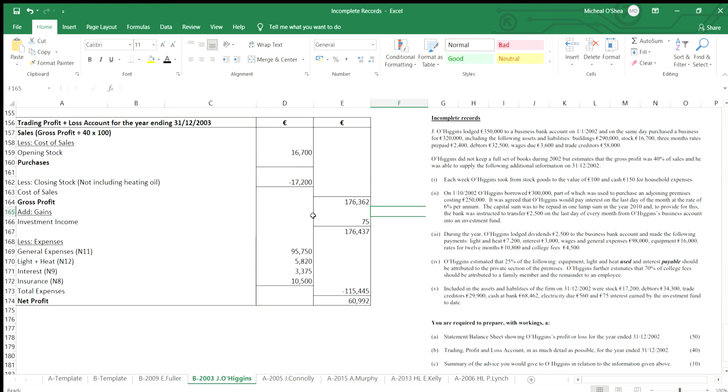So what do we do next? Well, now we've worked our way up to gross profit, and we don't know how to figure out these last few figures, but we can do one thing.